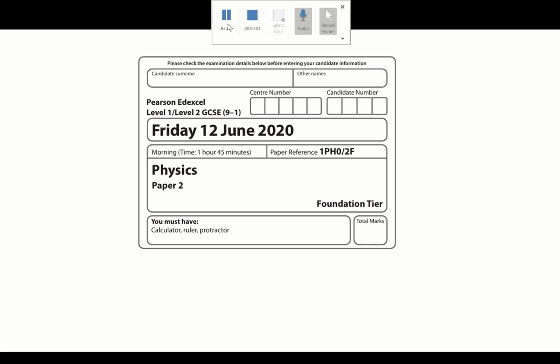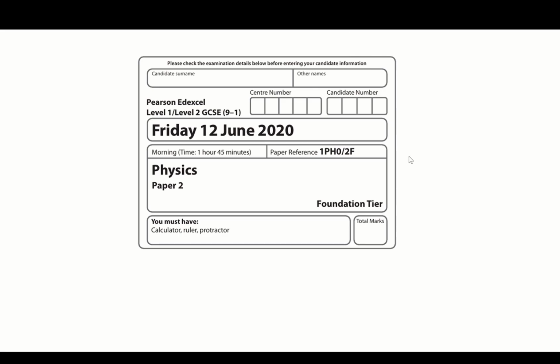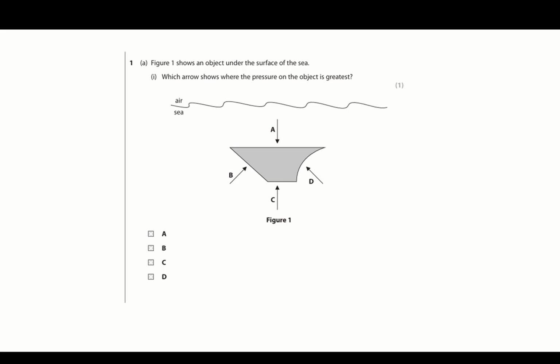Okay, so here's the 2020 paper 2 for Edexcel, and we're now going to have a look at question 1. Here we go. So the first question is going to be about fluid pressure. So if I just put P and an F, we know that fluid pressure is made out of two parts. We've got the atmospheric pressure above it. Let's put it like that, atmospheric pressure, and that's the unit for pressure.